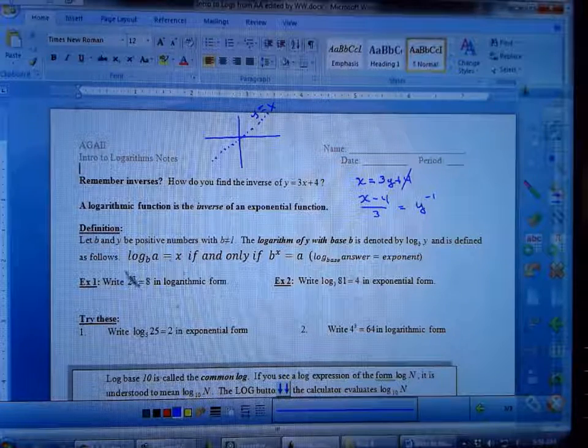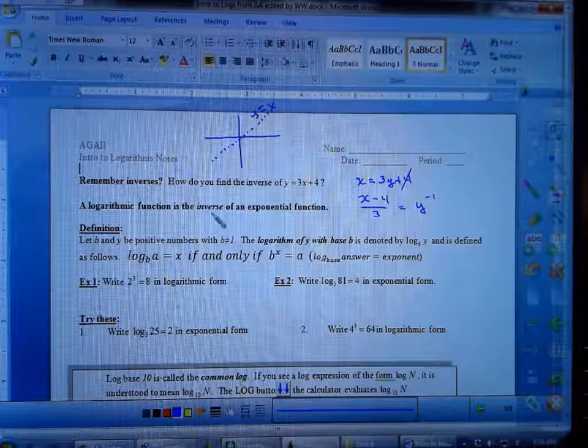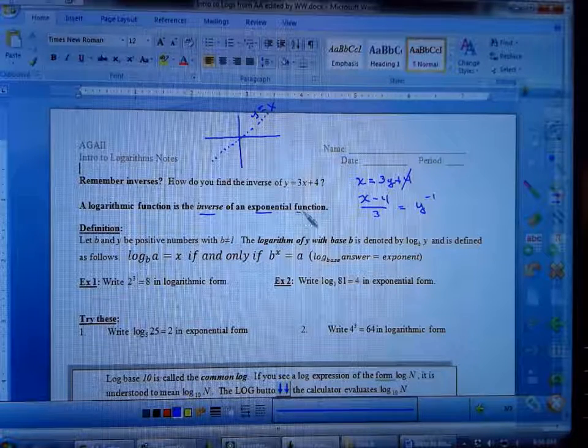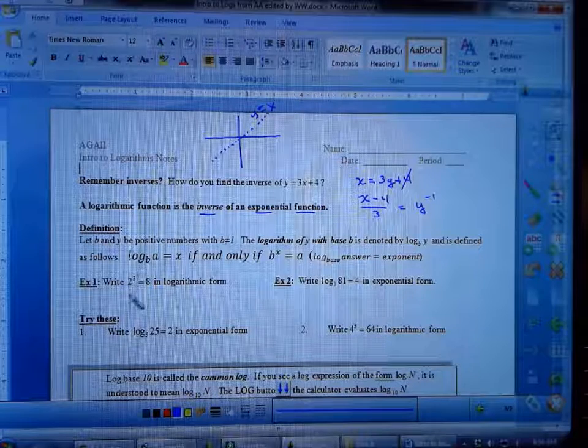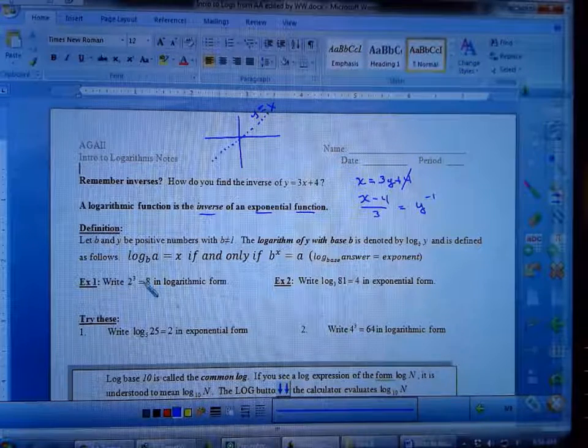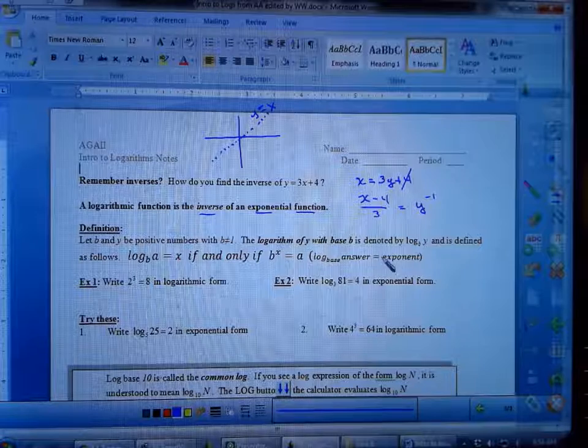So we'll go over that in just a second. A logarithmic function is the inverse of an exponential function. Now, I'm going to go through the definition in just a second, but before I do that, I want to come down here and show you truly how easy the process is. I'm going to start with this one right here.